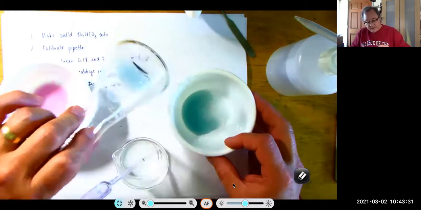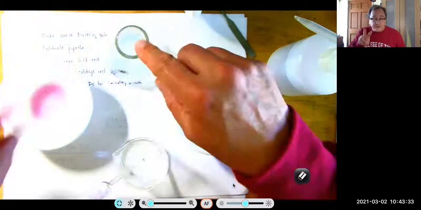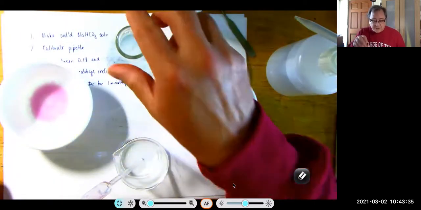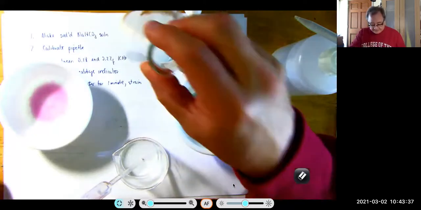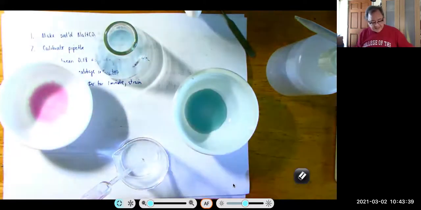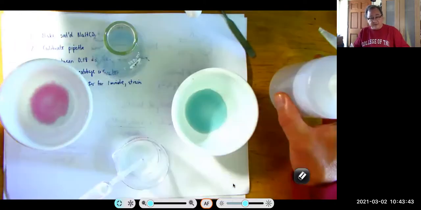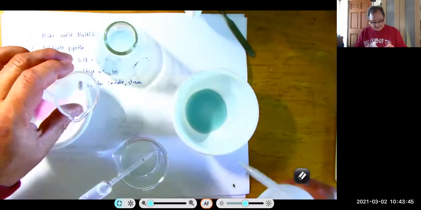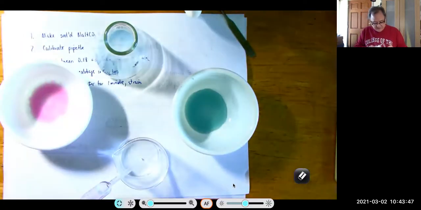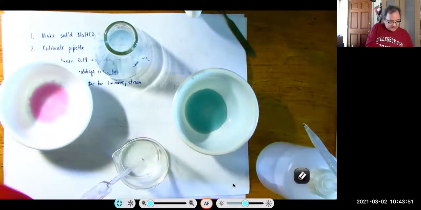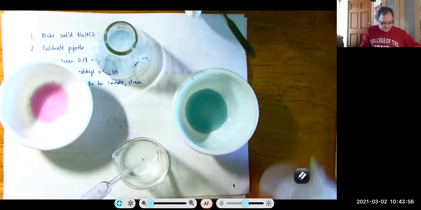Now you want to do this titration 2 times. And you want to save the second titration, and you want to save it in a container. What I'm going to do is I'm going to rinse this container out. This is my saturated solution. And I'm going to rinse it out into another container I have here.